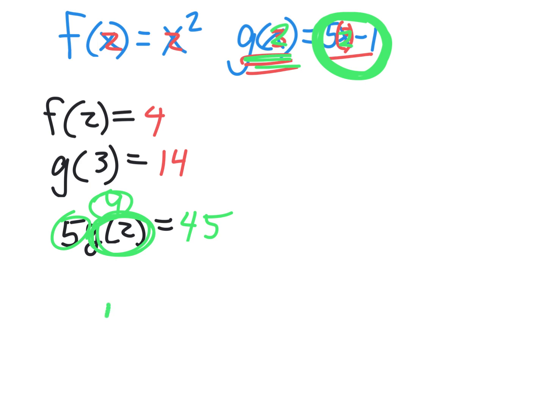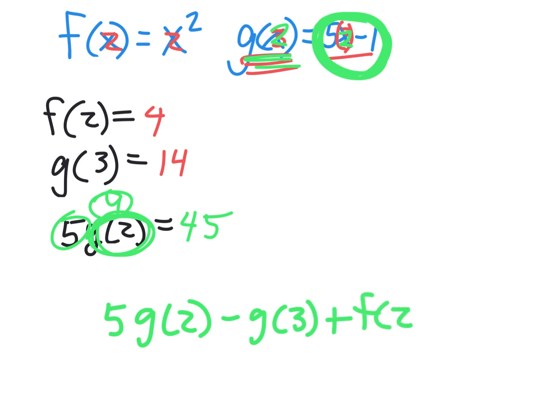Now, using that same data, would you please tell me what 5g of 2, minus g of 3 plus f of 2 is? Don't reinvent the wheel, you already know what it is. We already know what each of them are. We know what 5g of 2 is. It's right there. I know what g of 3 is. It's right there. I know what f of 2 is. It's right there.